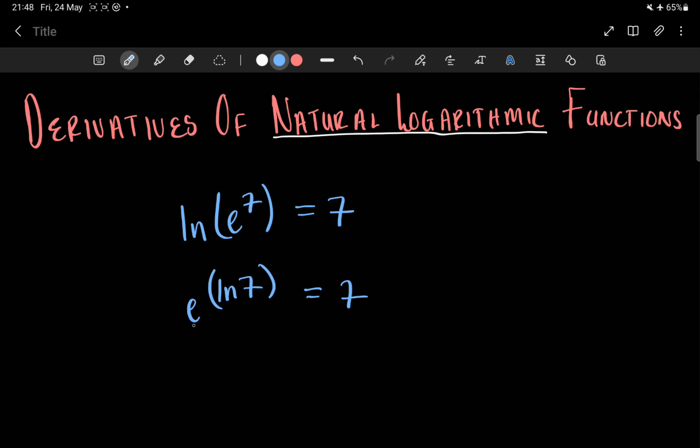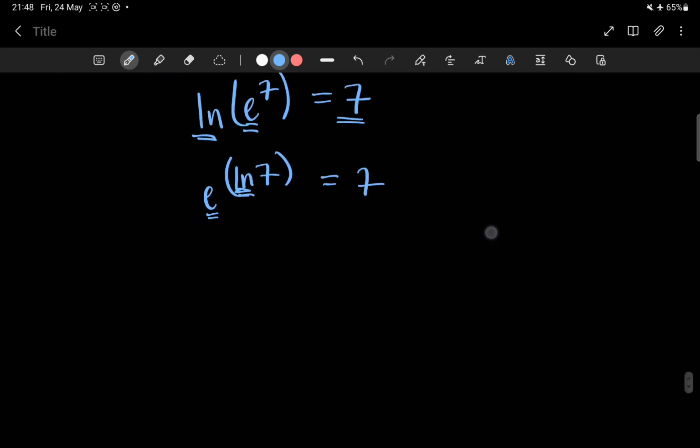7 comes down because e and ln are opposites. So 7 will come down as it is, right? Whatever you are getting from e, if you then do ln, it's like you've done nothing. So you're back to 7. e to the ln 7 is 7 again. You have done nothing. So that's the first thing to know.